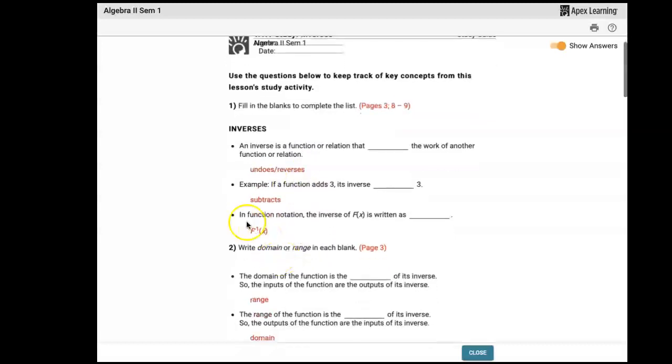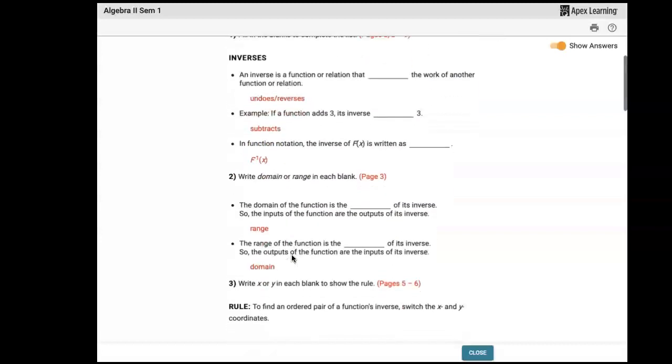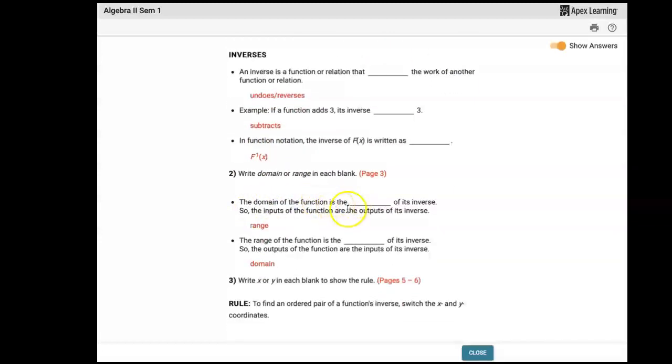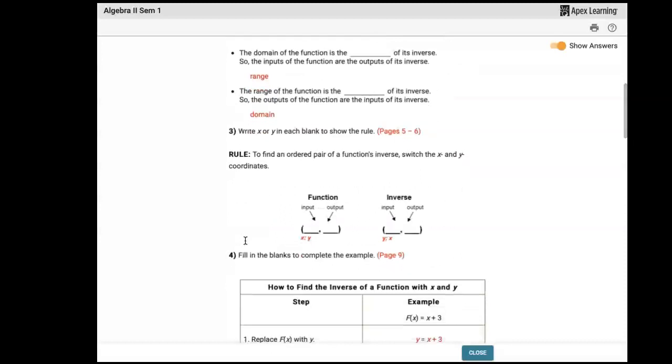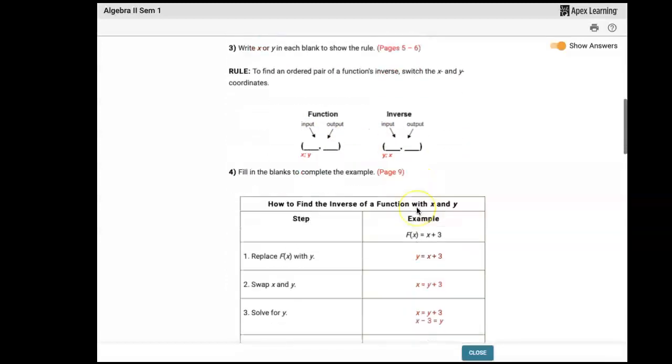All right, the function notation, f to the power of negative 1 of x. So again, I know it's difficult to see there, but there is a negative 1 of x, so you've got to have that written. All right, so the domain of one function is the range of its inverse. Right, so again, you're flipping your x and your y values. Same thing, the range of the function is the domain of its inverse. Okay. So again, function, your input is x, your output is y. In the inverse, your input is y, your output is x.